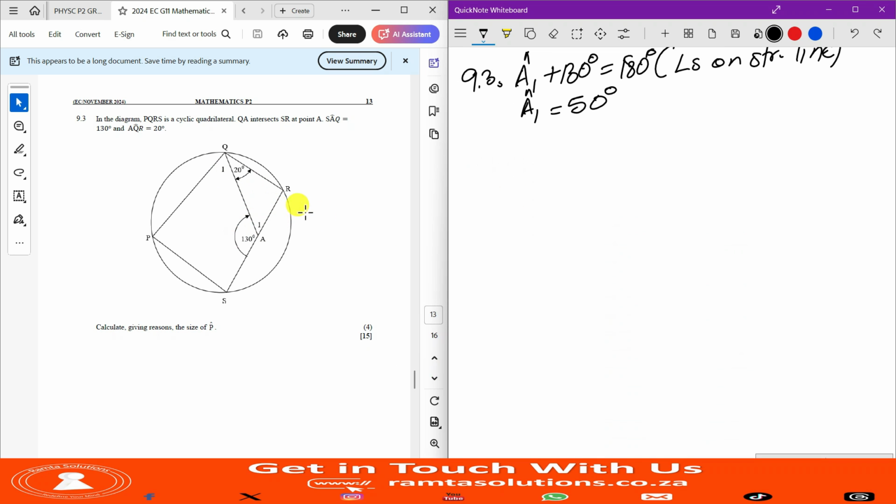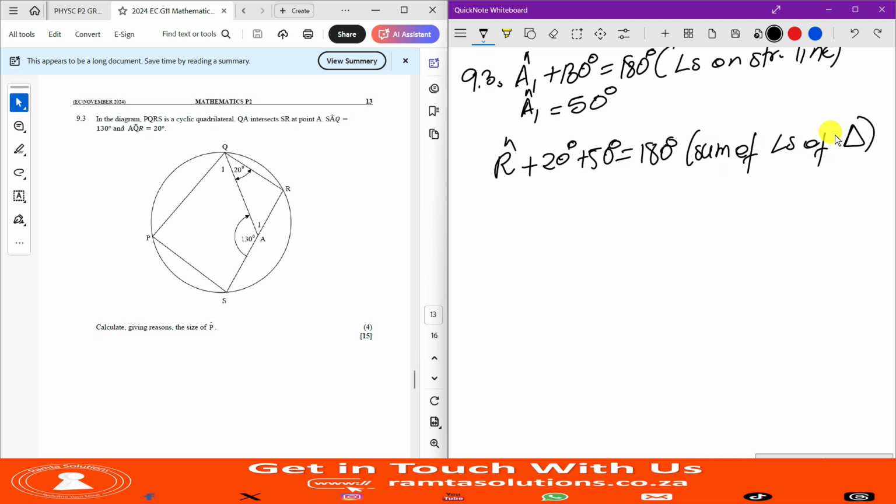Now we can get angle R. Angle R plus 20 degrees plus 50 degrees is equal to 180 degrees. Why? This is the sum of interior angles of a triangle. Therefore, angle R is 180 minus 20 minus 50, which is 110 degrees.